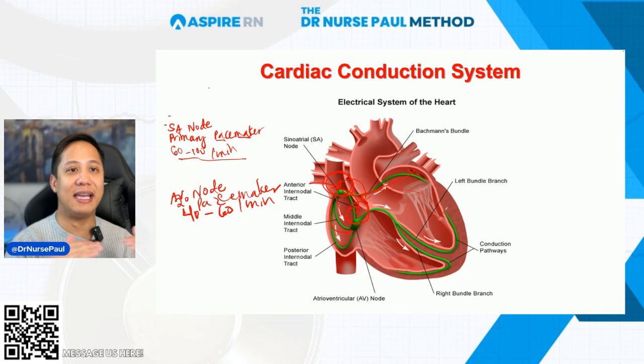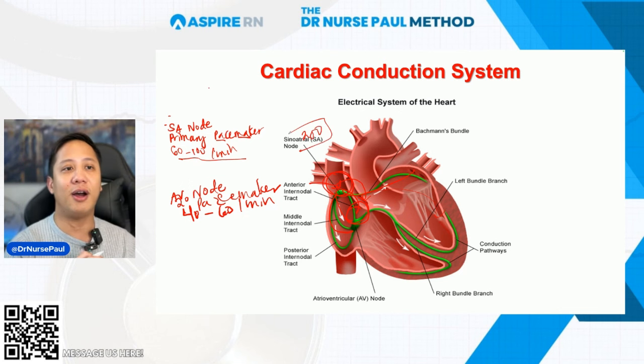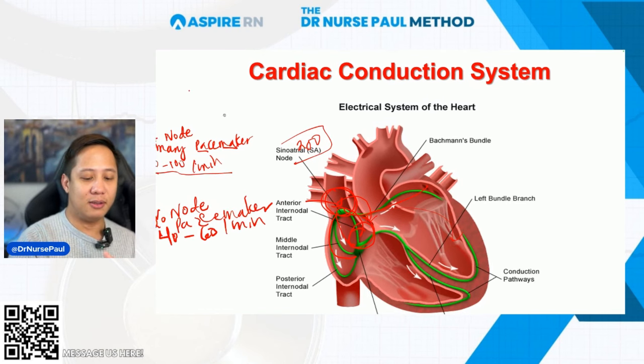Because sometimes the SA node is not always right. What if the SA node starts pumping 200? Is that good or bad for the heart?